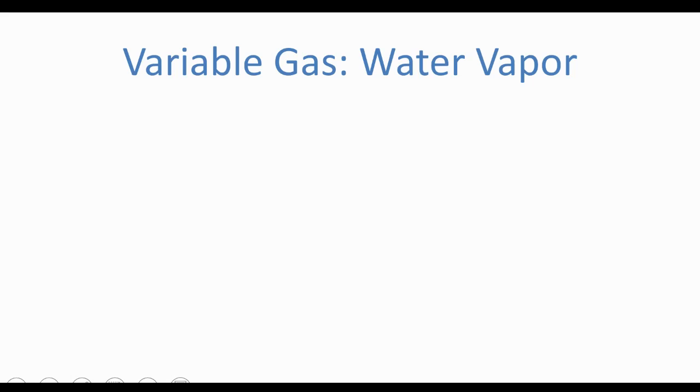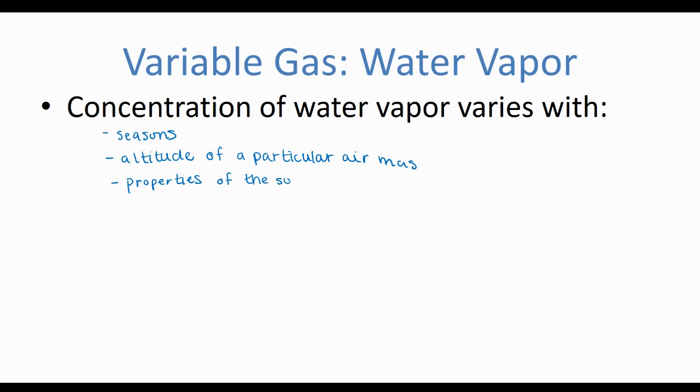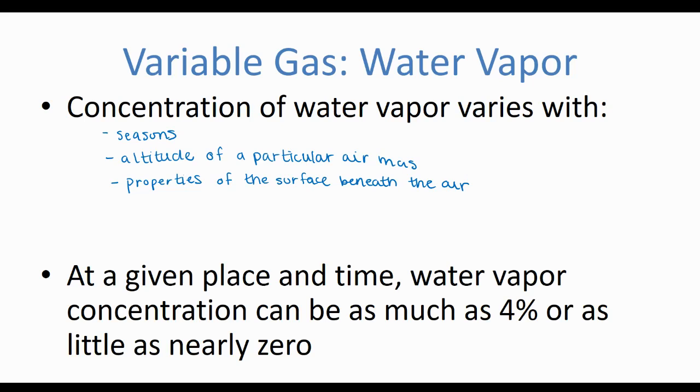The first variable gas we are going to talk about is water vapor. The concentration of water vapor varies with seasons, the altitude of a particular air mass, and with the properties beneath the air mass. So the properties of the surface beneath the air. And at a given place and time, water vapor concentration can be as much as nearly 4% or as little as nearly zero.